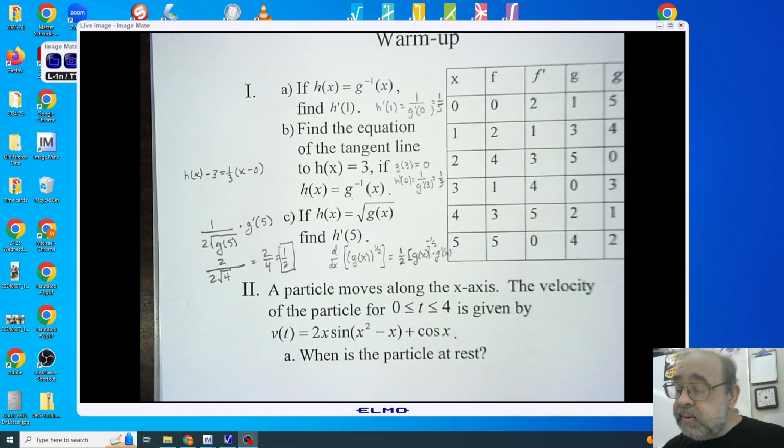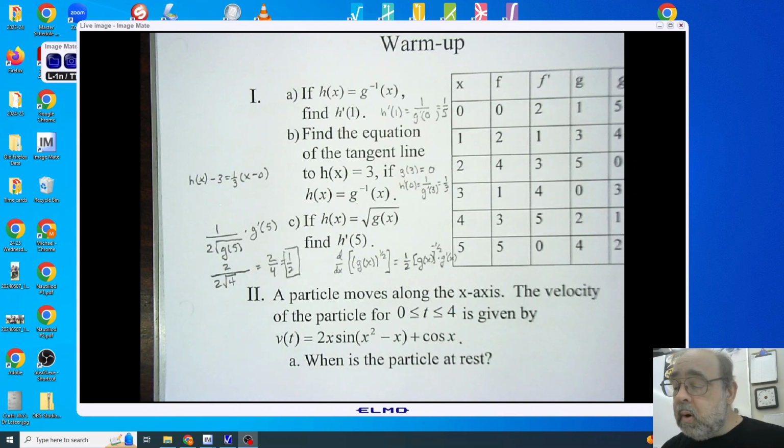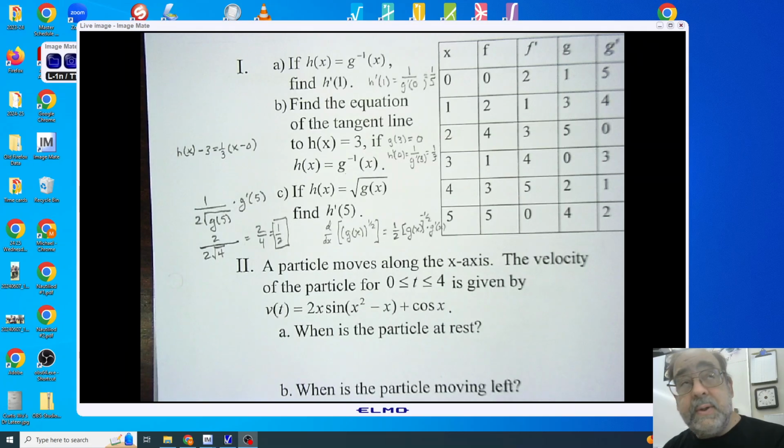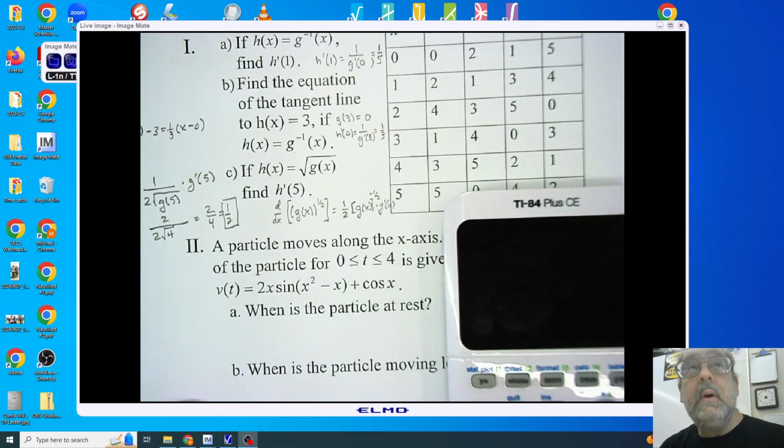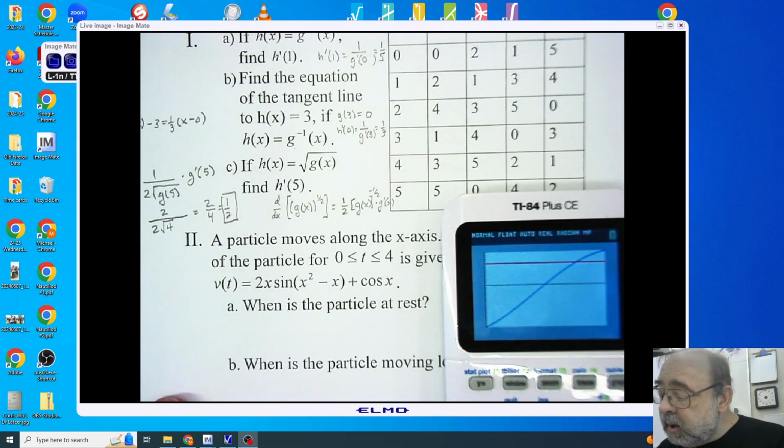This now brings me to the second question. We've been working with our calculators for a little bit, so this just follows along. We're going to start by turning it on and going to y equals.